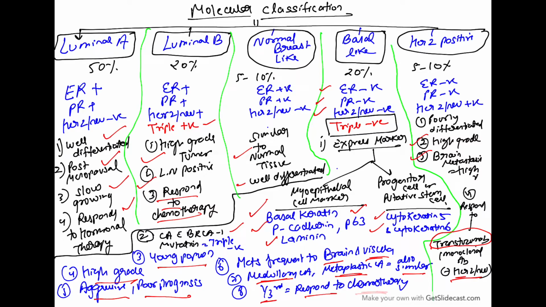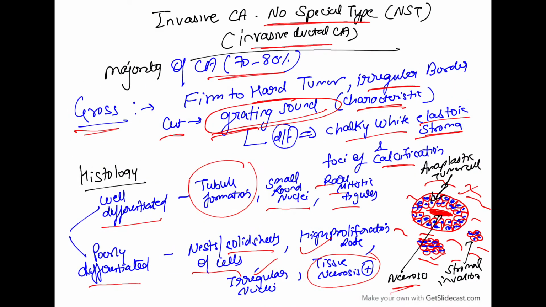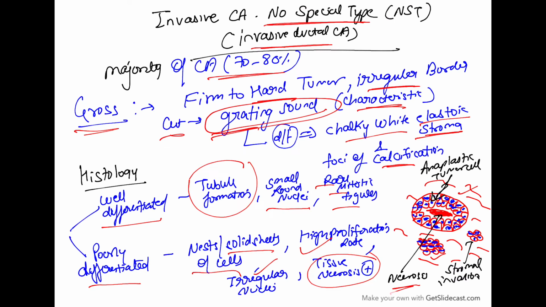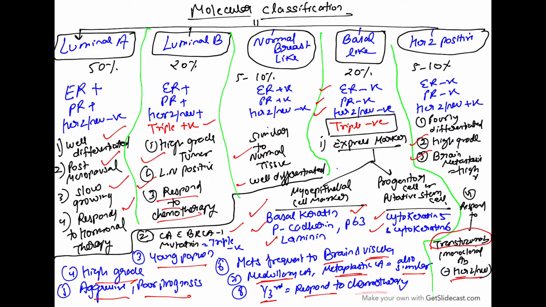Hello everyone, continuing our discussion on the histopathology of invasive breast carcinoma. We have already seen in our previous class the classification of invasive carcinoma. It is no special type, ductal carcinoma, lobular carcinoma, tubular or cribriform carcinoma, mucinous or colloid carcinoma, medullary carcinoma, metaplastic or papillary carcinoma. And we have seen the invasive carcinoma, no special type, and all the molecular subtypes of it: luminal A, B, normal breast-like, basal-like, which was triple negative, HER2-neu, which had the poorest prognosis, but it was responding to trastuzumab. Till this, we have seen in our previous lecture.